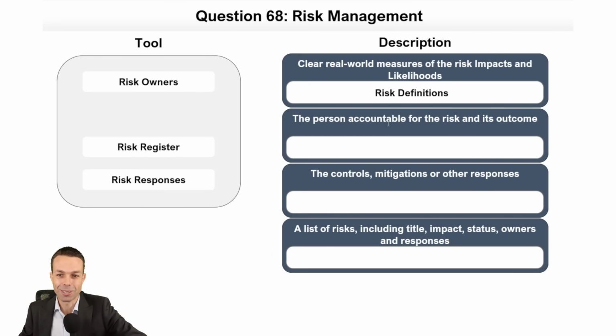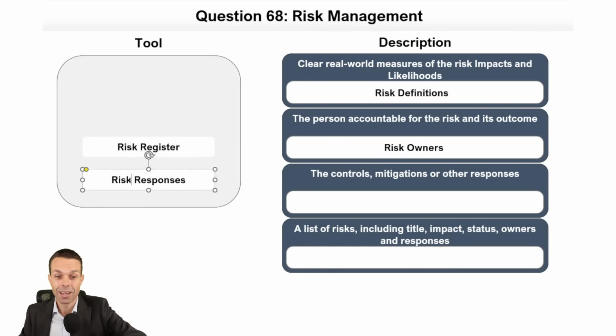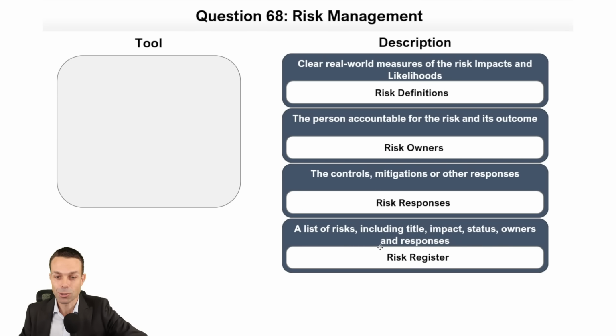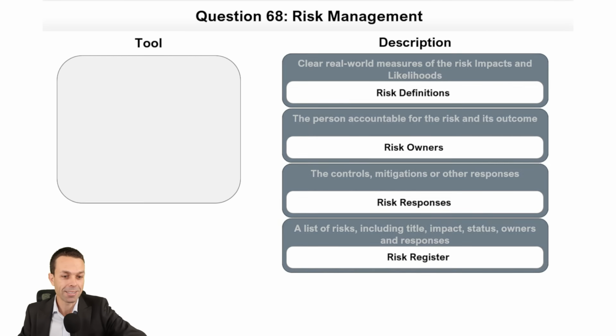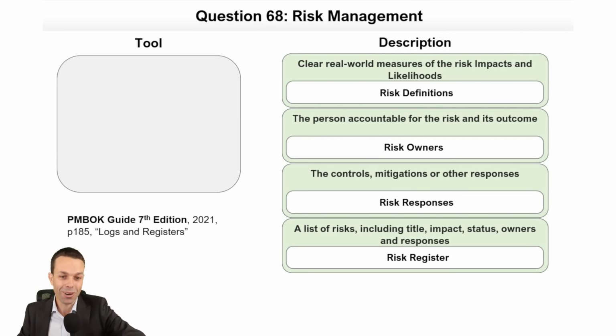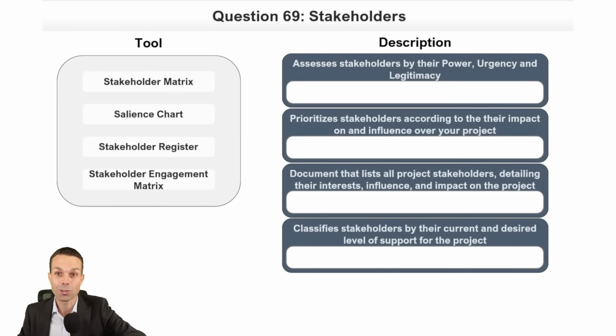The person accountable for the risk and its outcome is the risk owner. Maybe that makes me a little bit weird, I like risk so much, but hey, it's everywhere. So we want to manage it properly. The controls, mitigations, and other responses are our risk responses. Wonderful. And a list of risks, including the title, impact, status, owners, and responses. We put all of our risks into that risk register. Let's check that out and see what we've got. And there we are. PMBOK Guide, 7th edition, 2021, page 189 under logs and registers. Excellent. How did you guys go with that one? 2 to go in this little section.